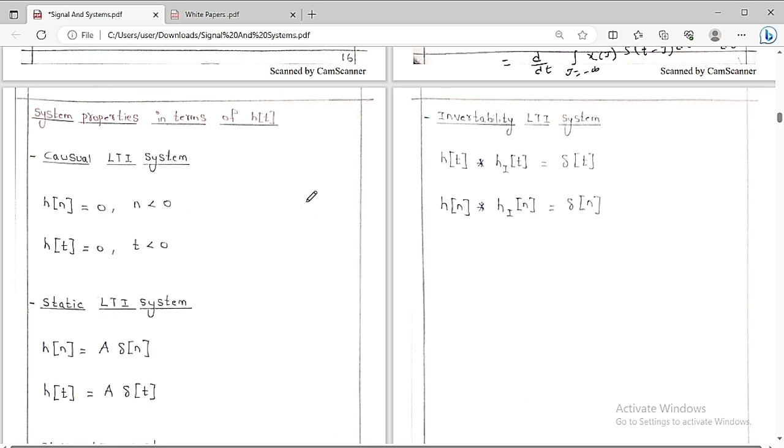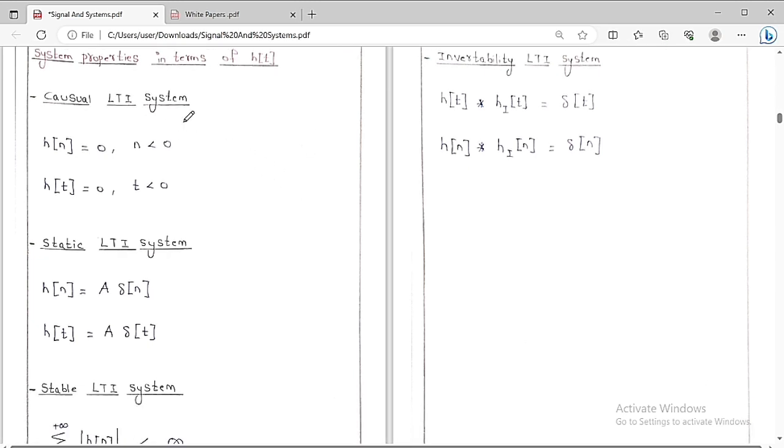Listen carefully. Causal LTI system. I already told you the meaning of causal LTI system many times. A system is said to be causal only when the present output is independent of the future values of the input. Then only we can say it is a causal LTI system.